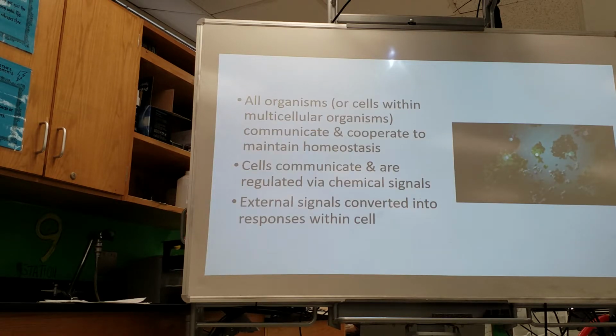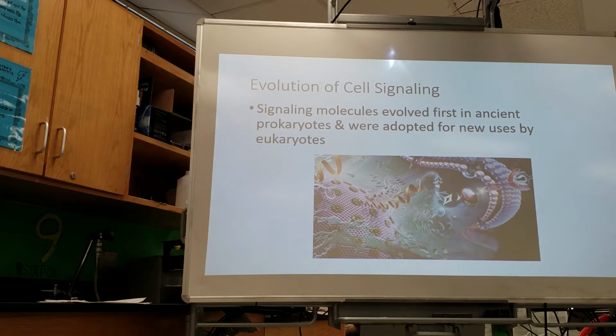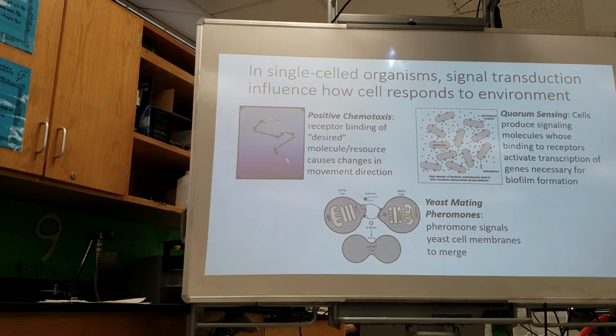So, all organisms have to maintain homeostasis. If you are multicellular, you really need to be able to coordinate with other cells. That's why cell signaling happens. If you are unicellular, then you need to be able to respond to your environment. Signaling molecules are pretty highly conserved across all the different types of organisms, which is some evidence that this probably evolved fairly early in life in prokaryotes, and then eukaryotes just adapted it for their own purposes.